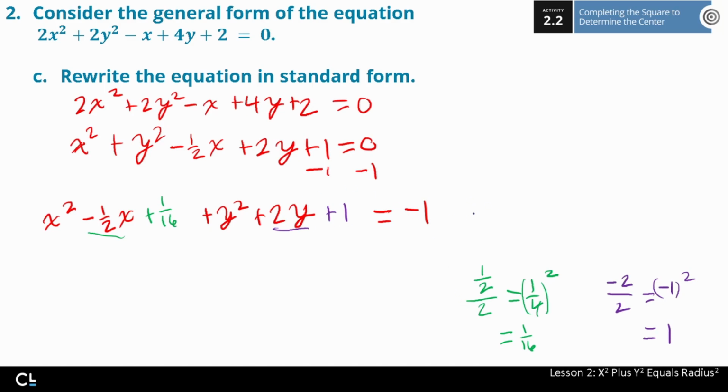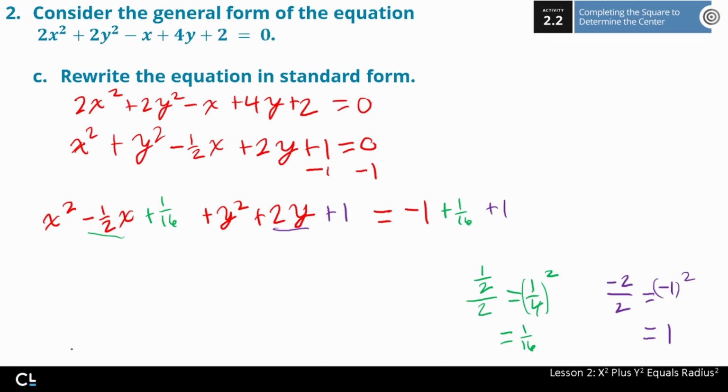But we need to add the green and the purple to my other side. We forgot to do it. We didn't keep the seesaw even. We have to do plus 1/16 and a plus 1. So finally, we can now figure all this out, right?